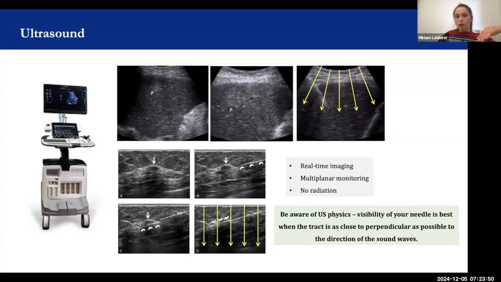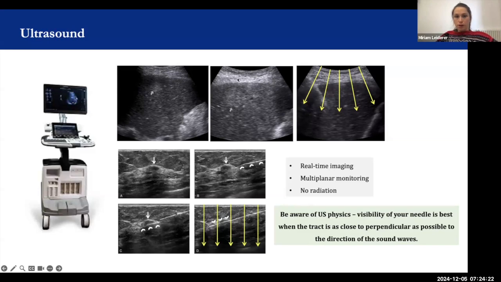Another point is that you usually use linear probes for superficial lesions, like in this example, a breast lesion. And if you use a steep tract, then you risk injuring deep structures, like nerves and vessels in the chest wall. But it's also good for visibility to have this horizontal pathway.